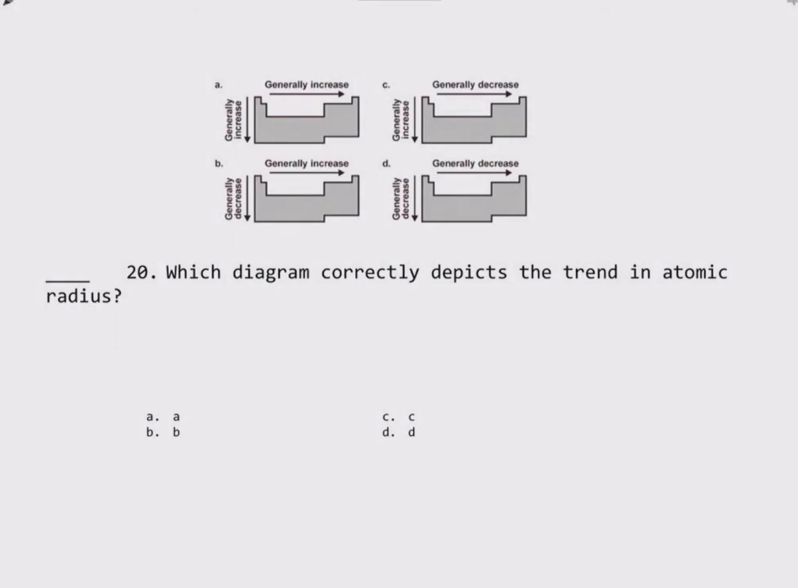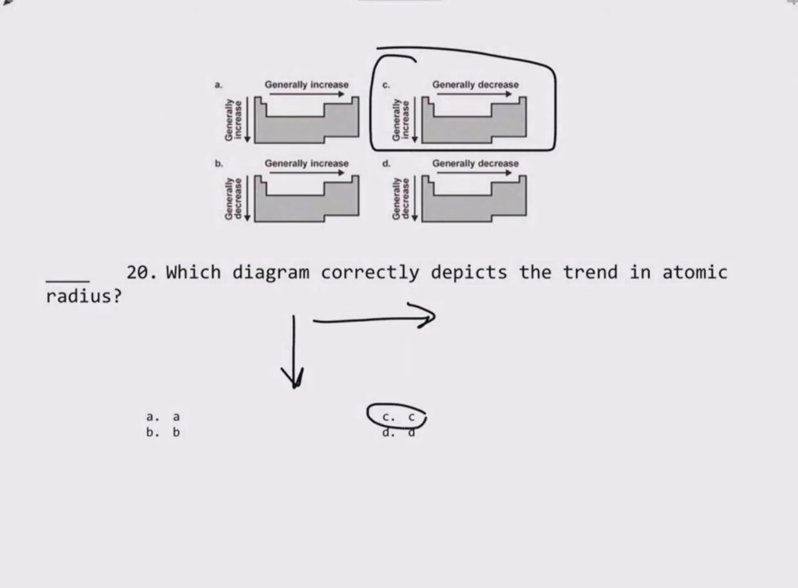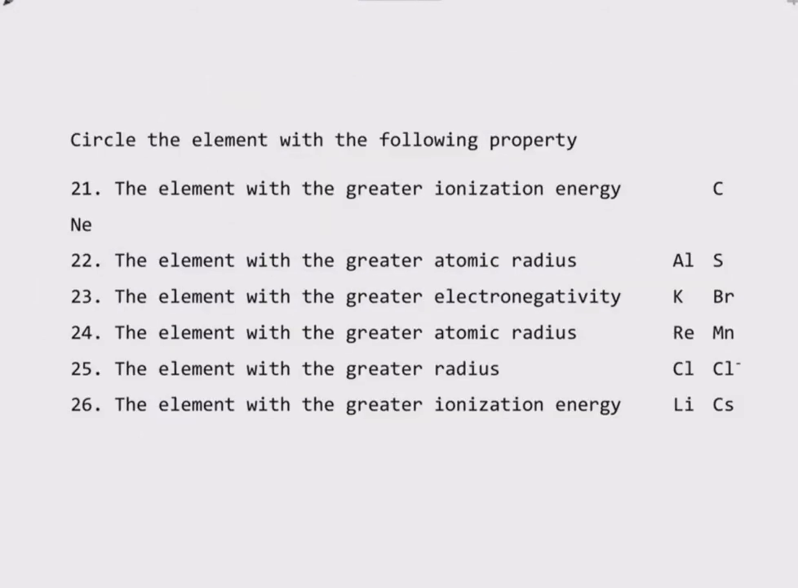The atomic radius tends to decrease as it goes from left to right and increase as it goes from top to bottom. So the choice that matches that pattern is choice C. Okay, which of the following has the greater ionization energy? Carbon or neon? Ionization energy increases from left to right, and neon is on the far right-hand side, to the right of carbon. Which has the greater atomic radius?